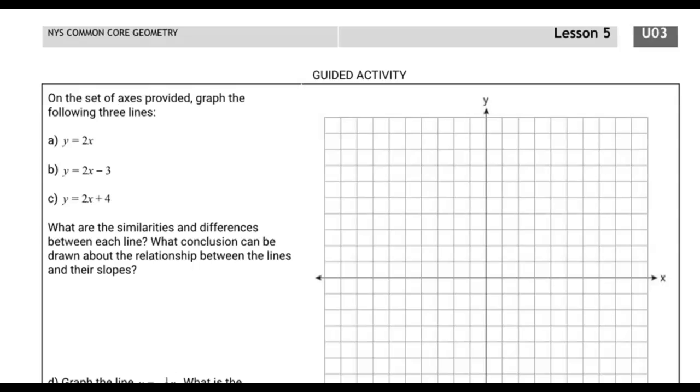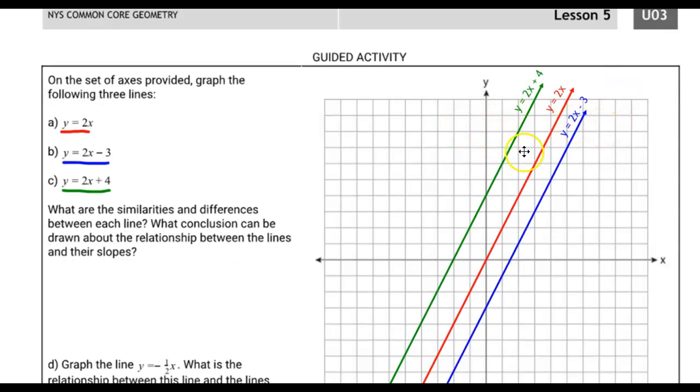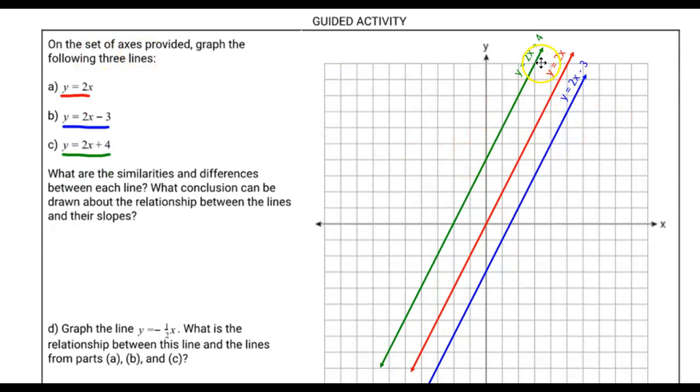Let's take a look at what these lines look like. All right, here they are in all of their parallel glory. You can tell that all of these lines are parallel because they have the same slope.